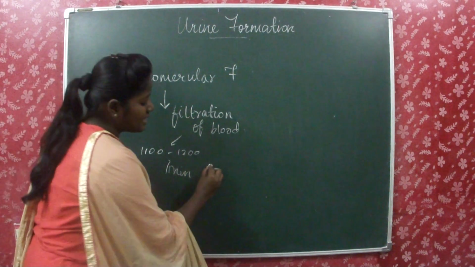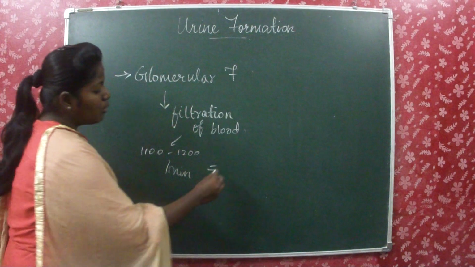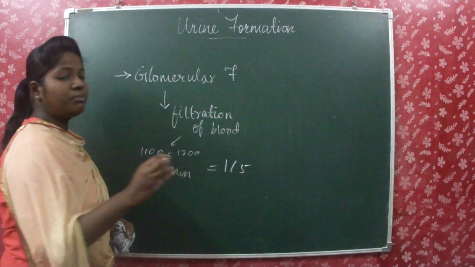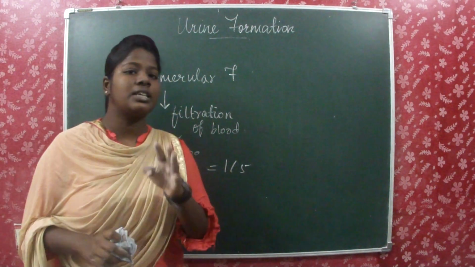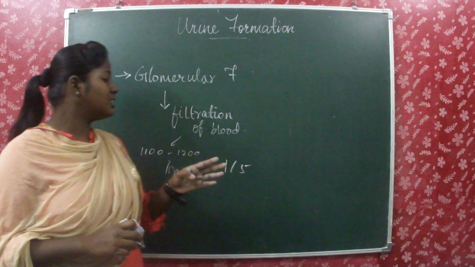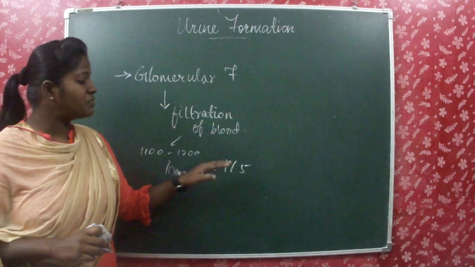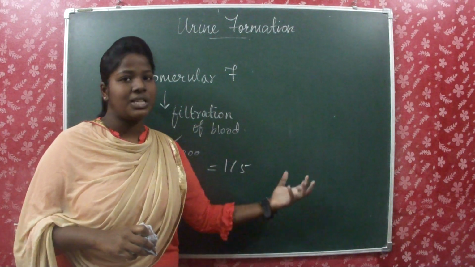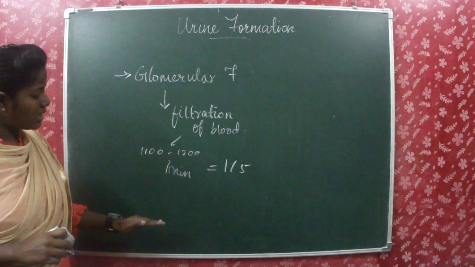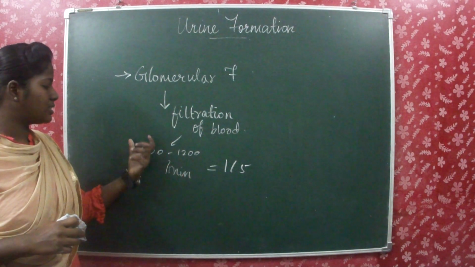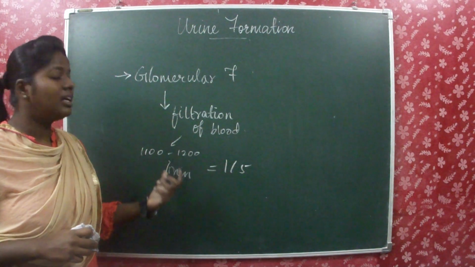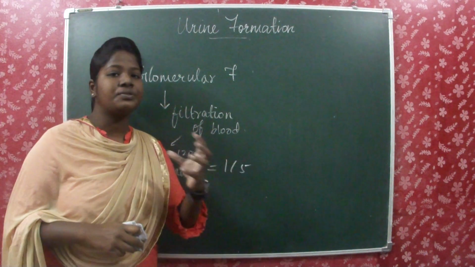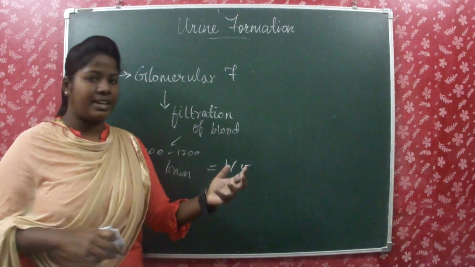They are comparing this to 1/5 of the blood pumped out of each ventricle. We know the heart has 4 chambers, out of which 2 are ventricles. So 1/5 of the blood pumped out of each ventricle per minute is equal to this 1100 to 1200 ml per minute.